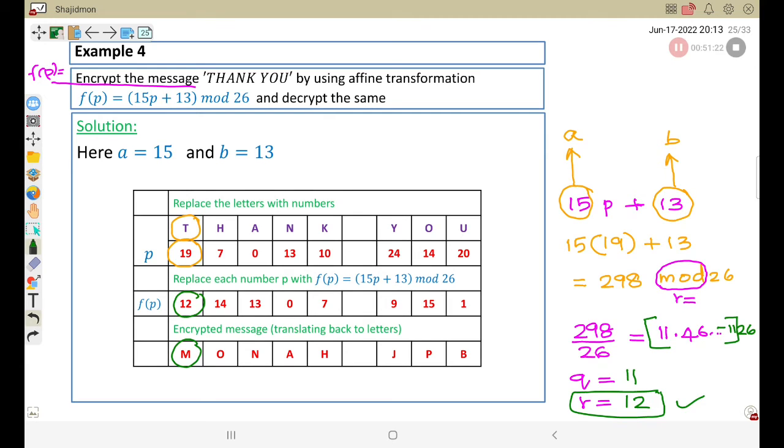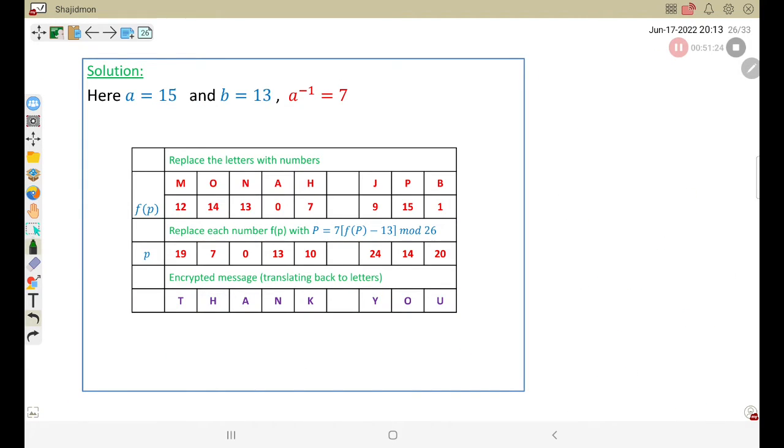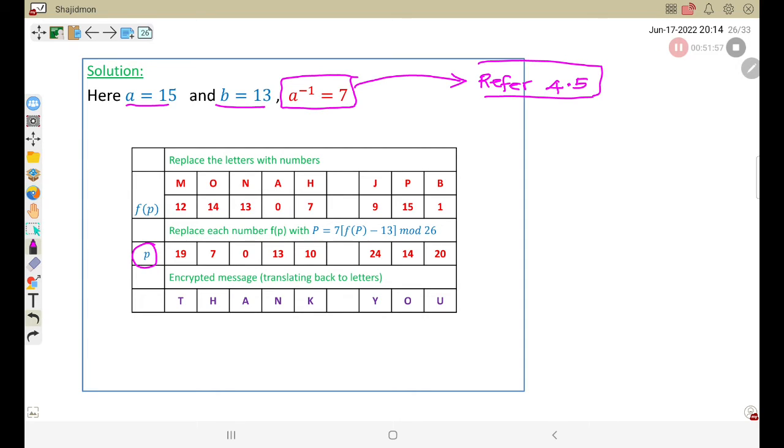I hope you understood. Now one decryption also we will do. Same message we are decrypting: MONAH JPB. We need to find what the plain text is. So A number is 15, B number is 13. The A inverse number is usually given in the question. You know how to calculate it; we studied it in section 4.5. So I am just writing here: refer to section 4.5, so that you will get the A inverse number. Here I have given A inverse.